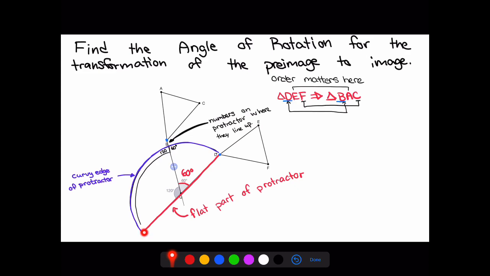Now again, the flat part goes along the ray itself that creates the angle, and then the curve will tell us exactly what the angle is. Just look for that other line that makes up the angle itself, which is this line right here, this red line. So you're just going to be looking for that angle measurement, and the protractor will tell you exactly where it cuts it. Then just keep in mind whether it's obtuse or acute.